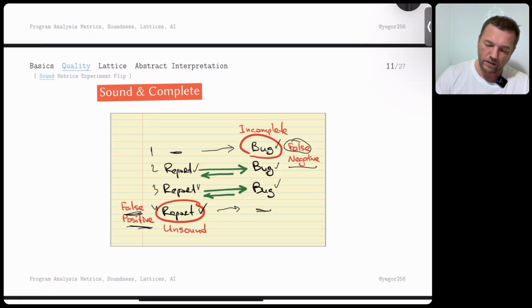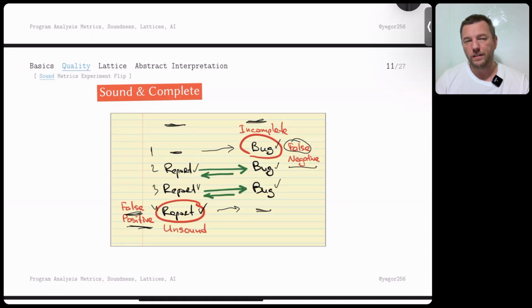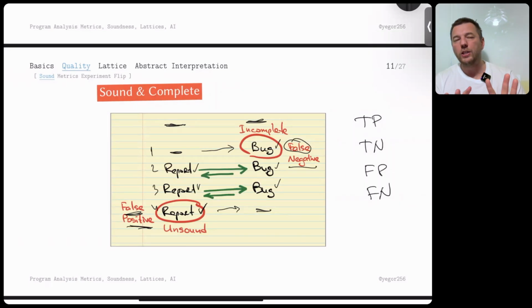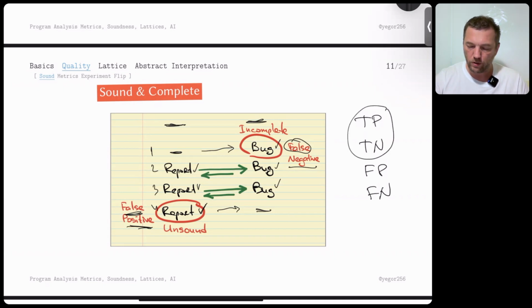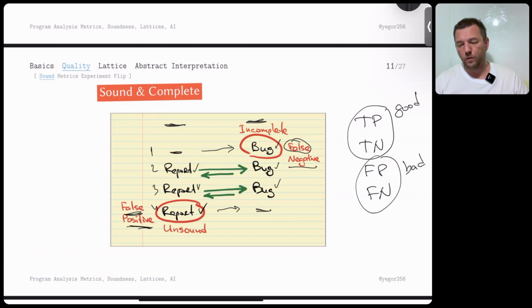Maybe you can also, it doesn't show here on the picture, but let's say the answer is no, and there is no bug as well. So we would call this true negative. So there are 4 possible answers. We call them true positive, true negative, false positive, false negative. 4 situations in which the analyzer can respond to our experiment. Of course, true is good, and false is bad. We only want to have true positive and true negative.